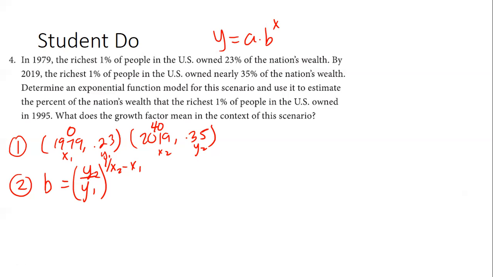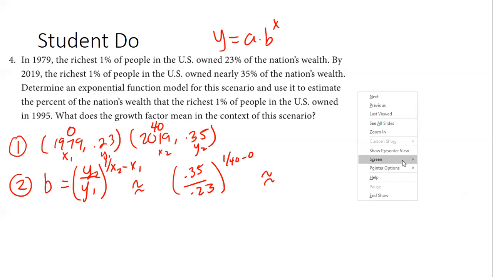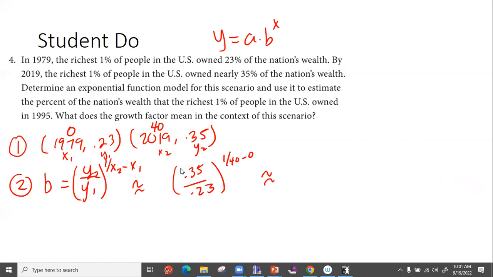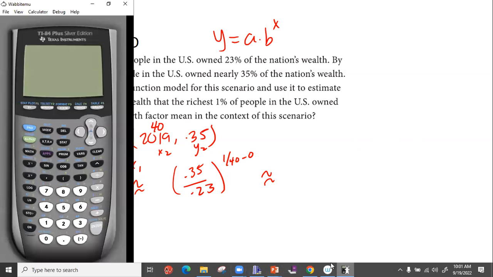All right, guys, let's see how we did. So on here, to find our approximate B value, you should have had your Y2, so 0.35 divided by 0.23 to the 1 divided by 40 minus 0. Then you plug that into the calculator. Wait, why would we do minus 0? It's X2 minus X1. And X1 is 0. Oh, what? It doesn't matter because it's zero, but if it was the other number, then it would make a difference. Does that make sense?